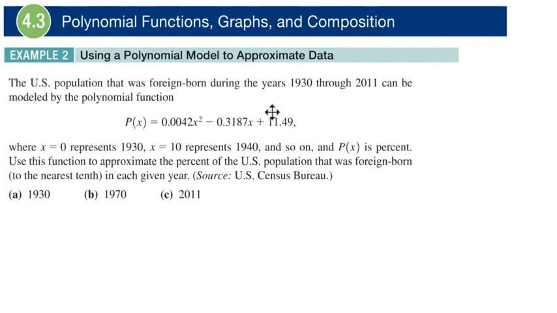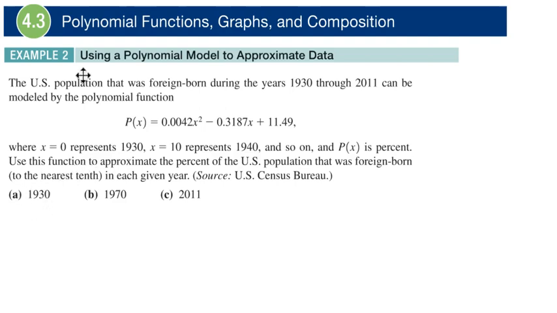It's pretty neat. Where x is 0, if I were to plug in 0 here, then that would represent the year 1930. So if I plug in 0 here, whatever number pops out is going to represent the year 1930. 10 represents 1940, so everything after 1930 is a year. Now P of X, the number that actually pops out, is going to be a percent. So that's the percentage of the U.S. population that was foreign born. So we will have to give the percentage to the nearest tenth. That's what it says right here.